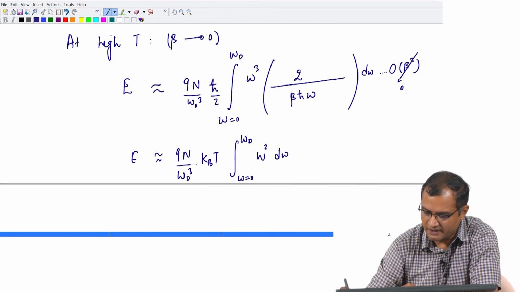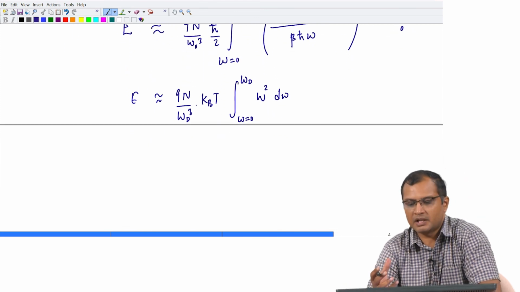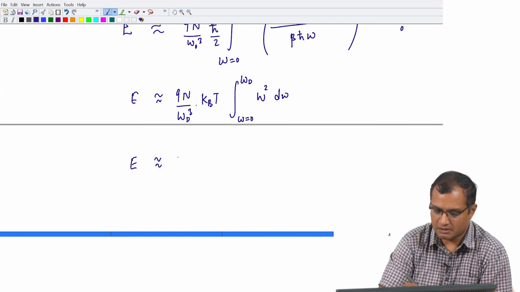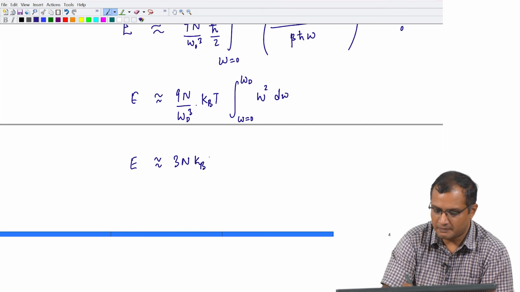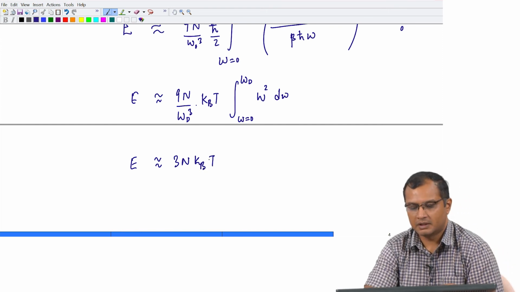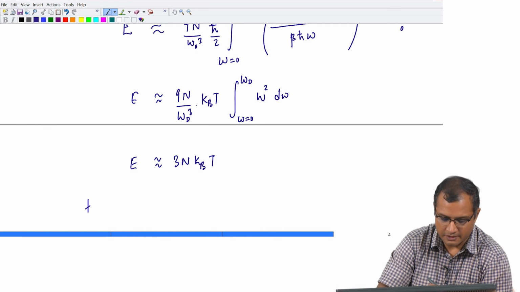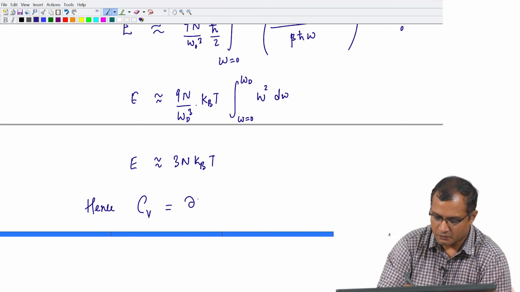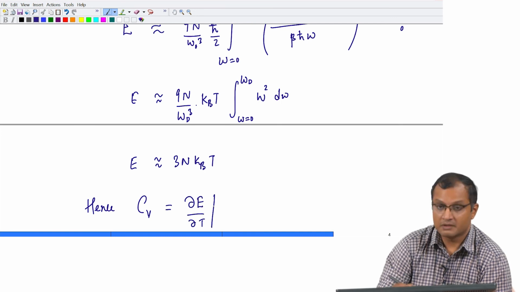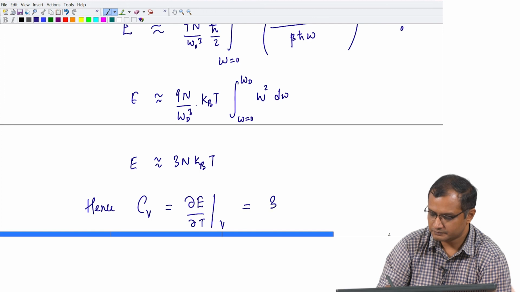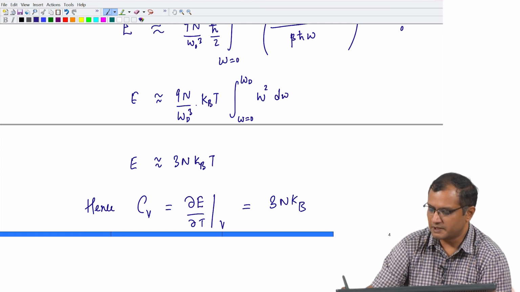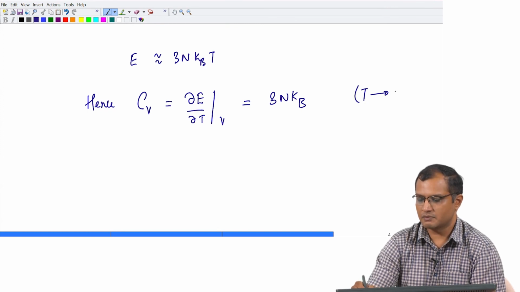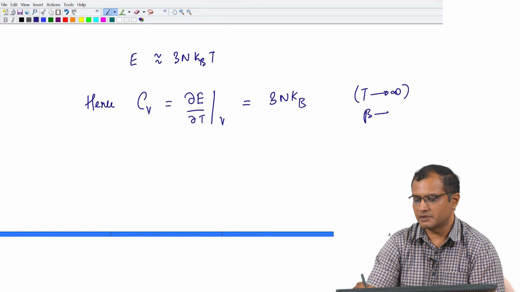So, when you perform this definite integral, this would be nothing but omega d cube by 3, and so my internal energy would be just thrice n kBT. Okay. And hence if you look at the heat capacity at constant volume, this would be simply thrice n kb, as expected at high temperatures. So, this would be the heat capacity as T tends to infinity or beta tends to 0.